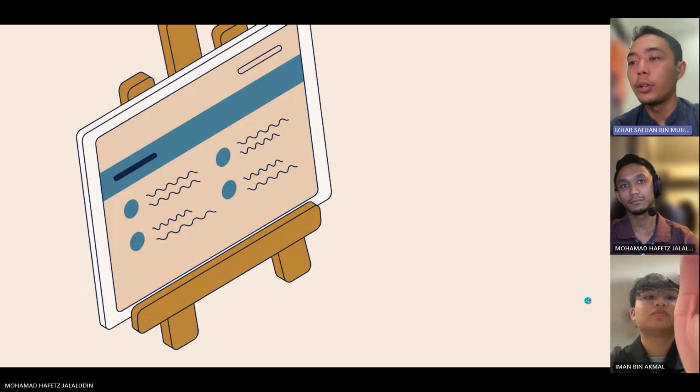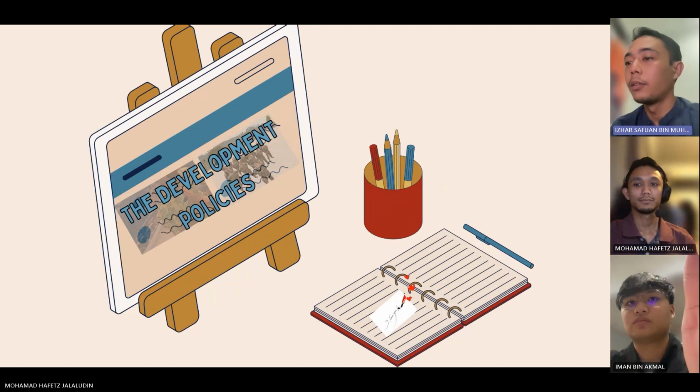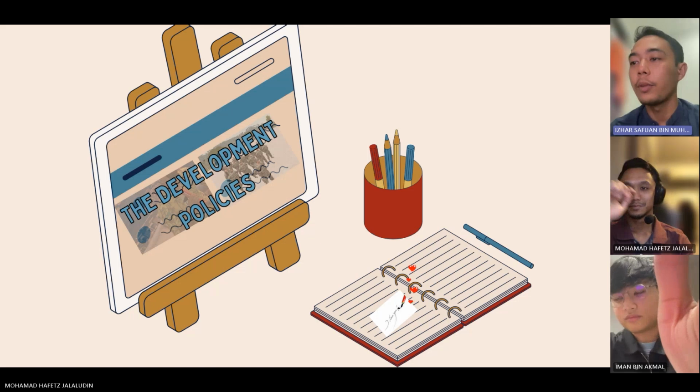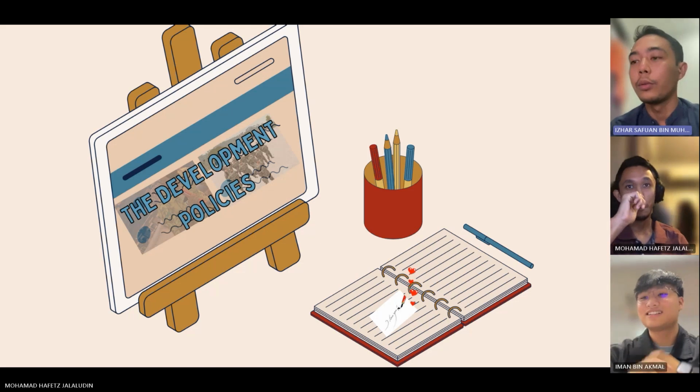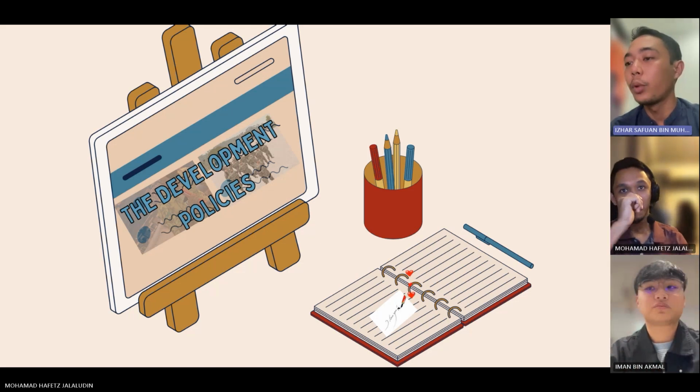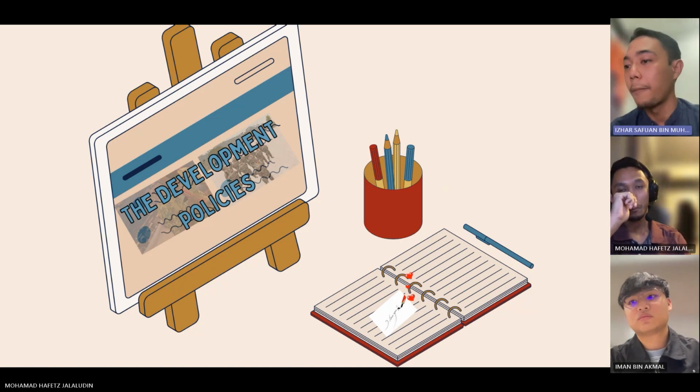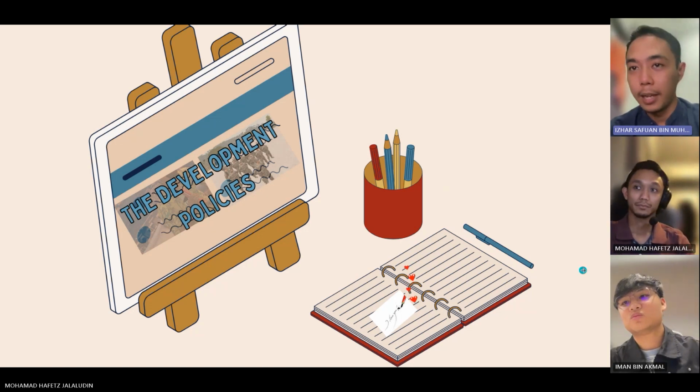So the next slide is about development policy in Malaysia. What we found, we have concluded. We take 20 years: 10 years past and 10 years for the future. So next slide.